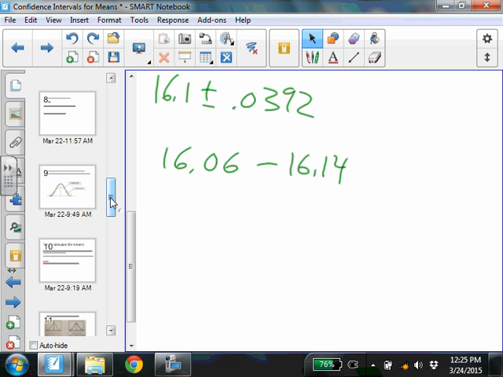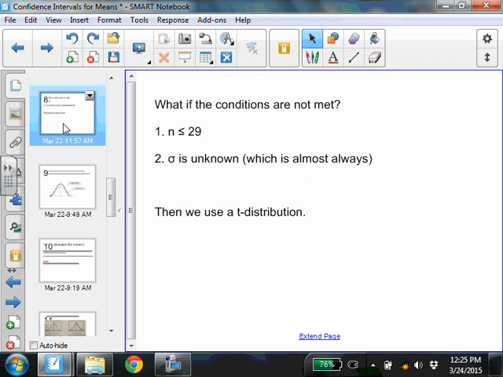Is there any practicality to this where you know the population standard deviation? Not so much, which is why we're going to talk about this. Thanks for the segue, Christian. Yeah, so what if the conditions are not met, okay? The specific condition that I'm talking about is that sigma is unknown. So what if n is less than or equal to 29 and sigma is unknown? Okay, either or.